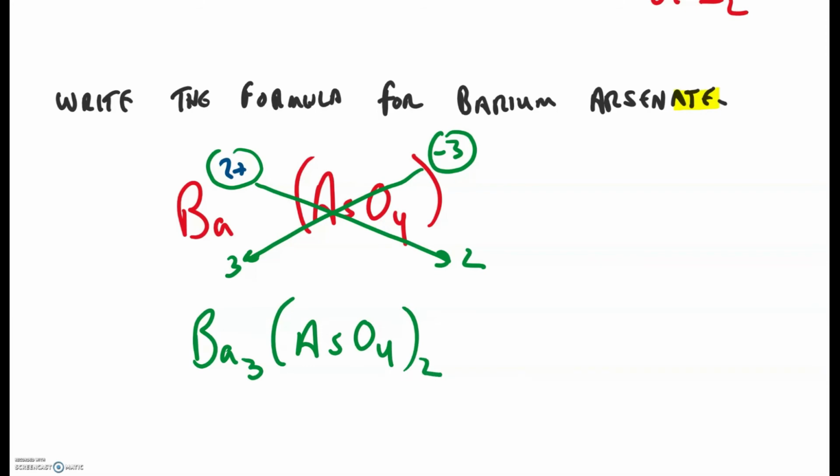There are, according to this formula, 3 bariums and 2 arsenates in this molecule, and you'll probably be able to figure out that 3 bariums, each with a charge of 2+, easily cancels out 2 arsenates, each with a charge of 3-.